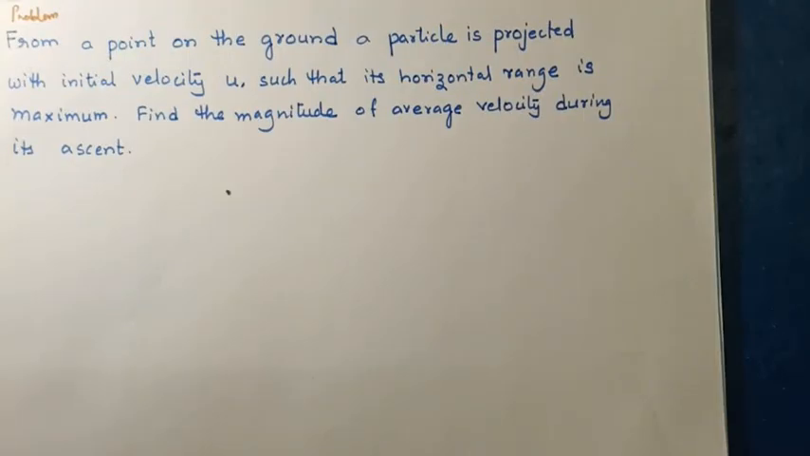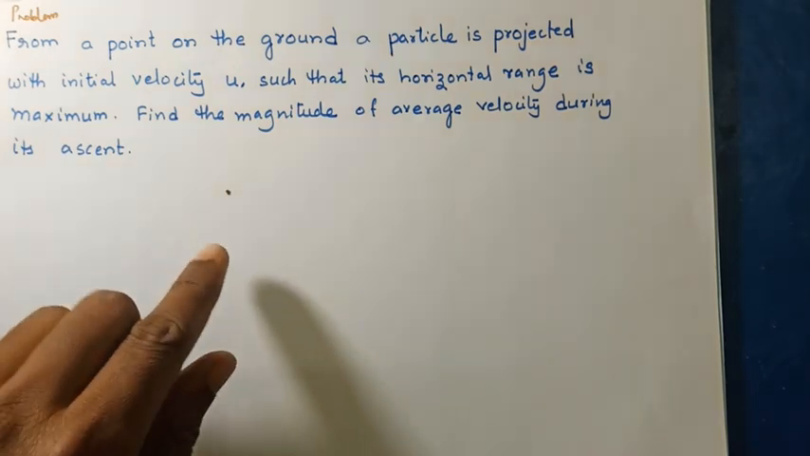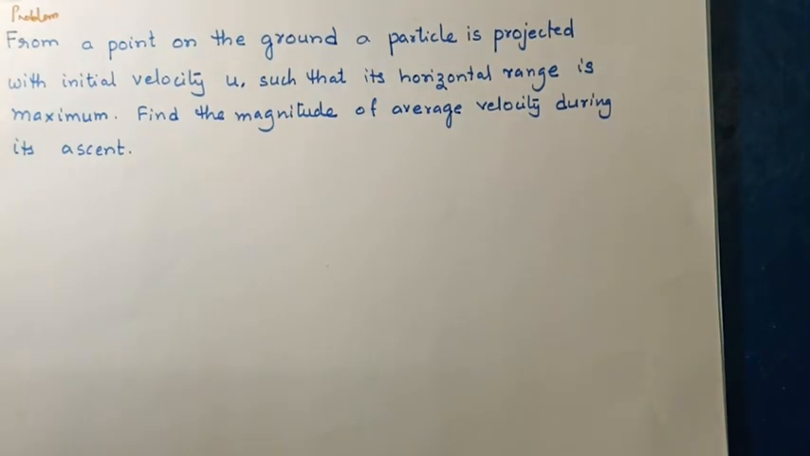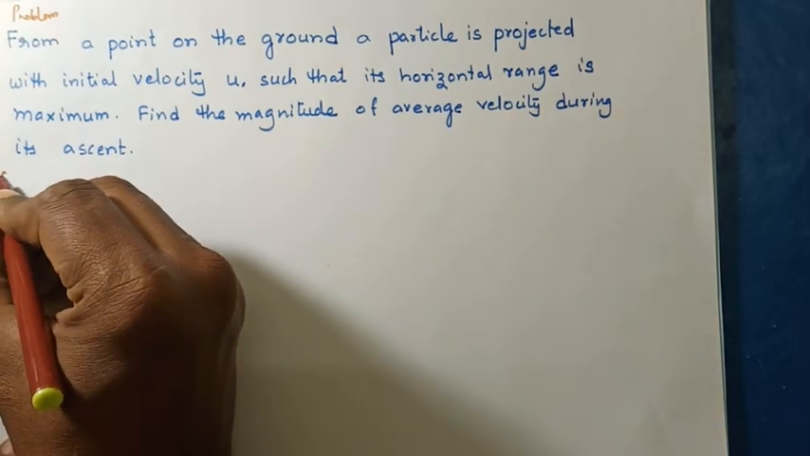Next problem. From a point on the ground, a particle is projected with initial velocity u such that the horizontal range is maximum. So we need to project or launch a body so that the range is maximum. Find the average velocity during its ascent. Ascent. What is meant by ascent? The time taken to reach maximum height is called the time of ascent. Right? Now it's a simple problem. We'll understand.